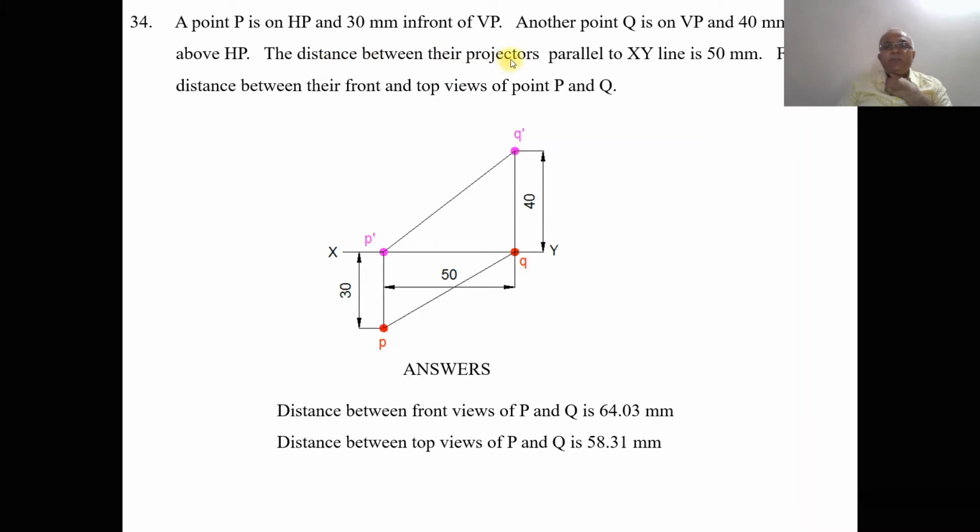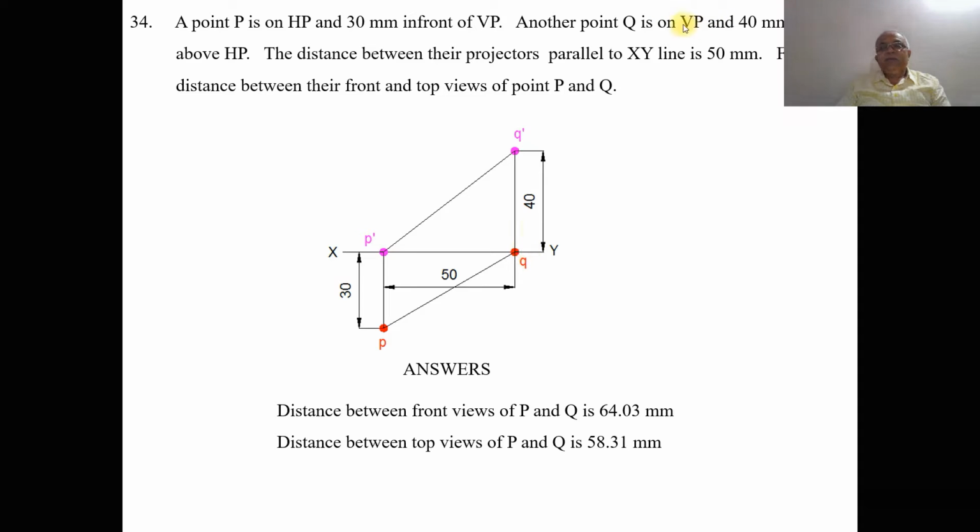Then the distance between the projectors parallel to XY line is 50. So from this vertical projector you measure a distance of 50 mm. This 50 mm line which we have drawn is parallel to XY line. And Q is on VP. Since Q is on VP, obviously that will be on XY line. So from P dash you measure 50 mm and you mark that point as Q, because Q is on VP, obviously that point will be on XY line.